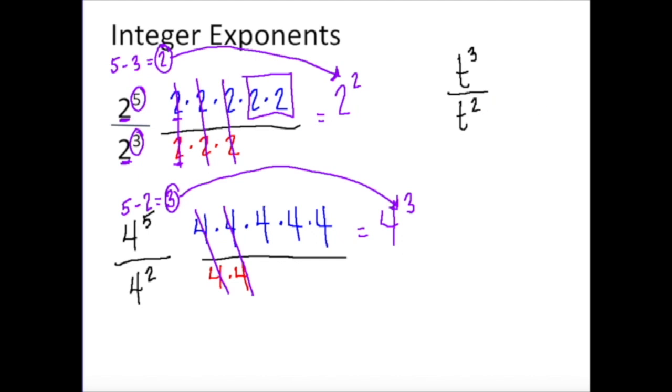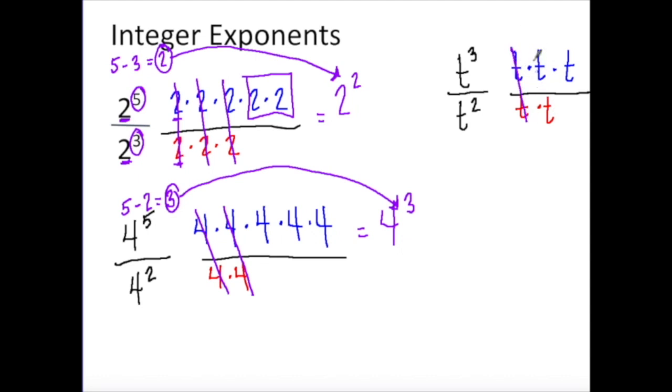So let's come back and take a look. T to the 3rd power would be t times t times t. T squared would be t times t. So now we need to take a look and see what is t to the 3rd power divided by t squared? Well, t divided by t is 1 because anything divided by itself is 1.